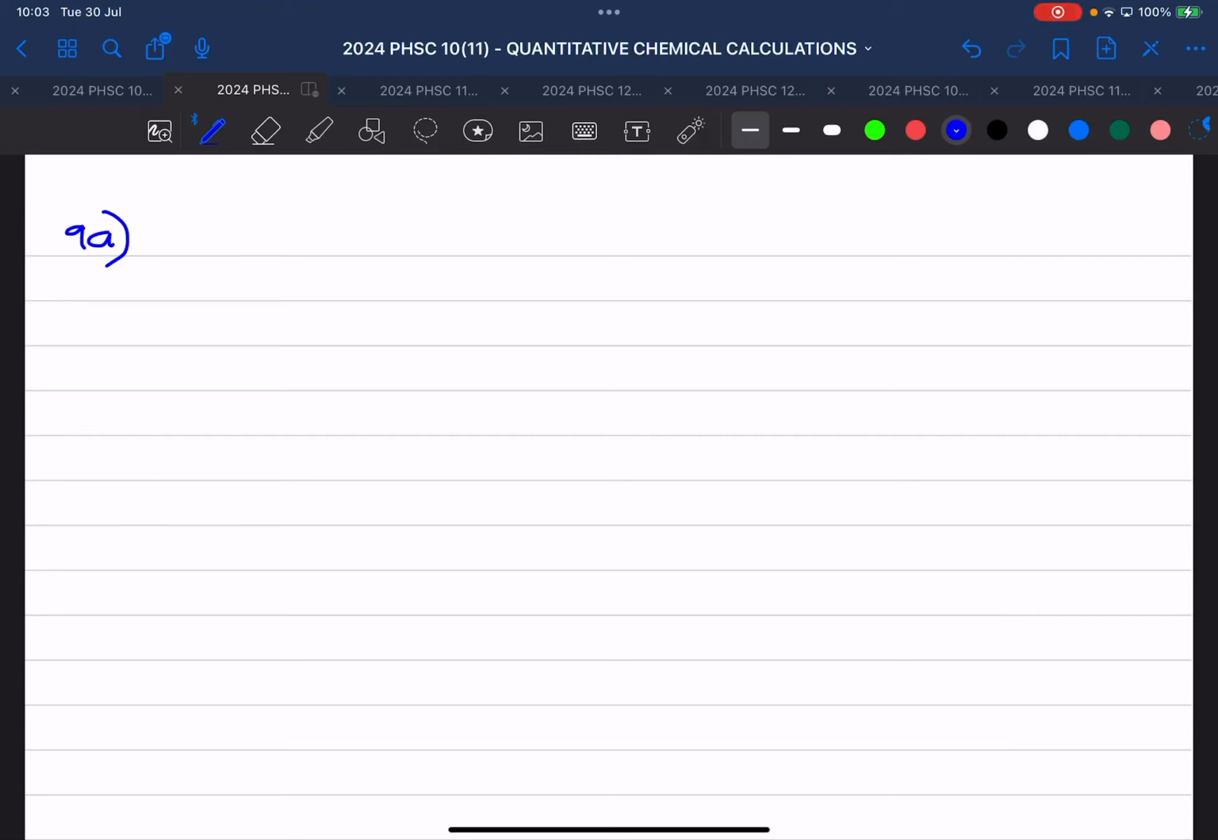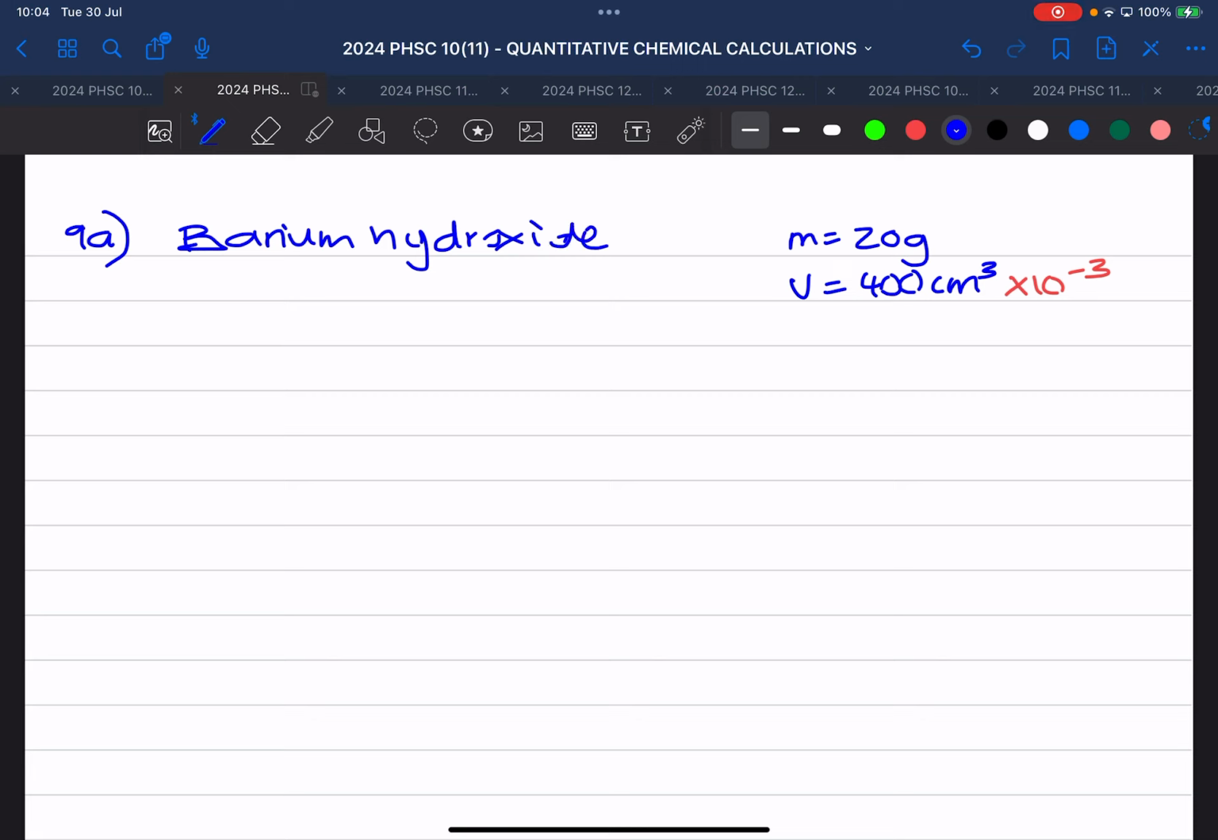They tell you the mass is 20 grams. They say the volume is 400 cubic centimeters. We don't work in cubic centimeters, we work in decimeters, so it's down 10 to the power negative 3. And then they say you have barium hydroxide. Let's see, what is the formula for barium hydroxide?